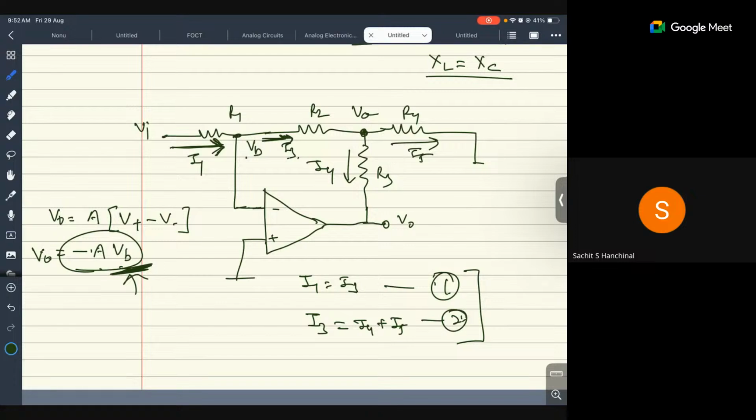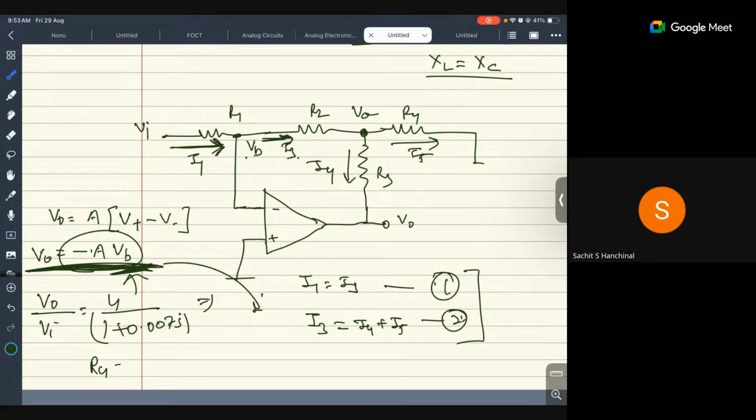Now in this, R4 is unknown. So we have to equate this particular V naught upon Vi is equal to 4 upon 1 plus 0.007 S. So equate using this, equate with this one. So you can calculate the value of R4.